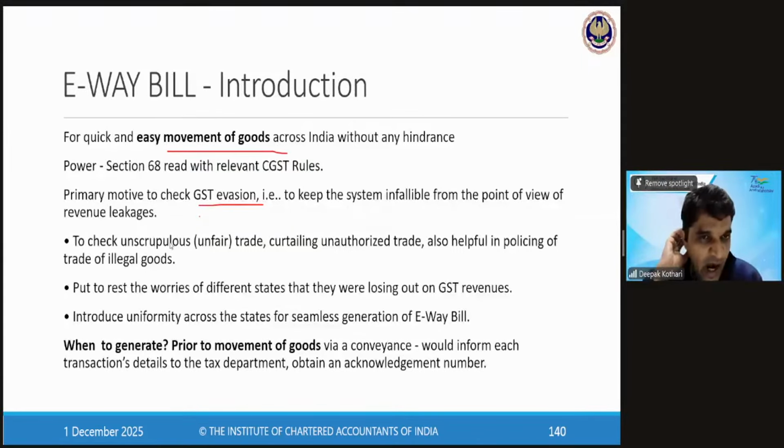When should I raise? Prior to movement of goods. Before the movement of the goods, I have to raise an e-way bill, which would inform each transaction detail to the tax department. What all are the information that we'll see now?